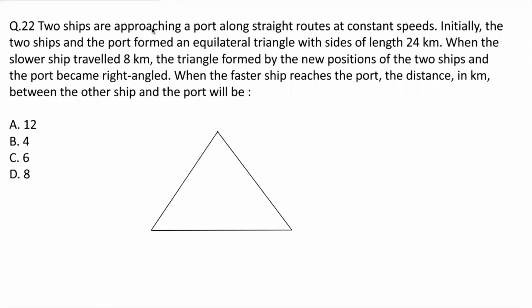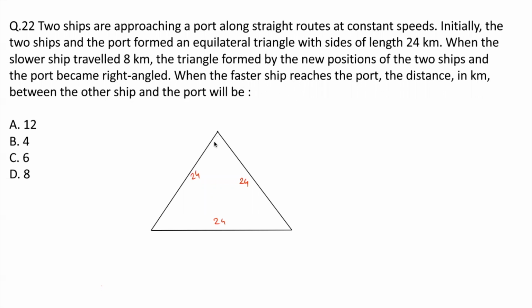Alright guys, two ships are approaching a port along straight lines at constant speeds. Initially, the two ships and the port form an equilateral triangle with sides of length 24 kilometers. So all these sides are 24 kilometers each. When the slower ship traveled 8 kilometers, the triangle formed by the new positions of the two ships and the port became right angled. When the faster ship reaches the port, the distance in kilometers between the other ship and the port will be? Very beautiful question, simple one.